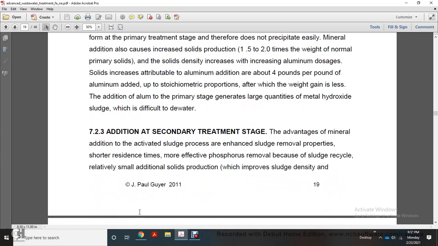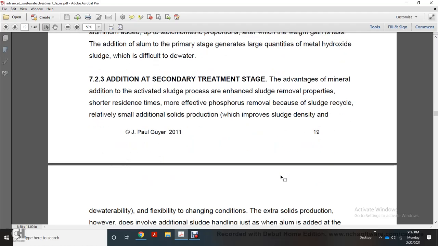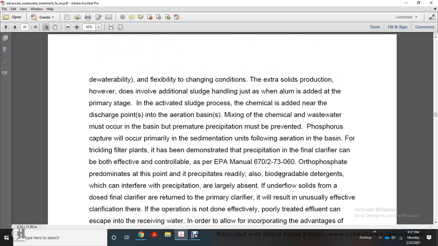In the secondary treatment stage, the advantages of mineral addition in the activated sludge process are enhanced sludge removal properties, shorter residence time, and more effective phosphorus removal because of the sludge recycle, with relatively small additional solids production, which improves sludge density and dewatering and gives flexibility in charging conditions.